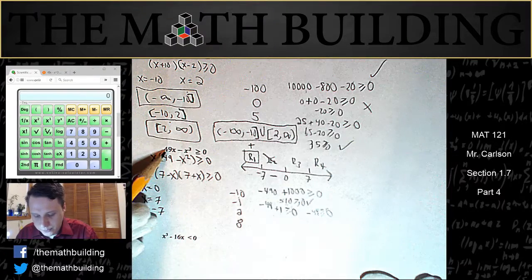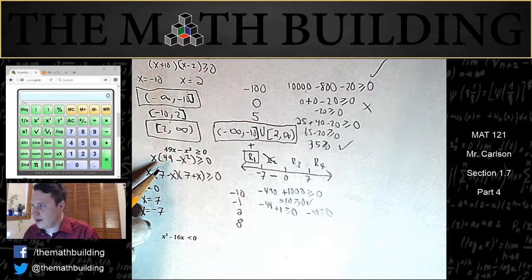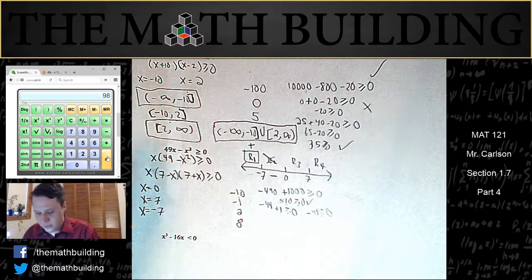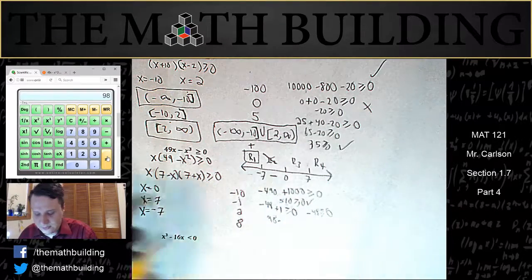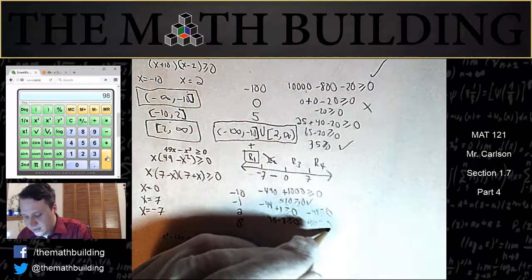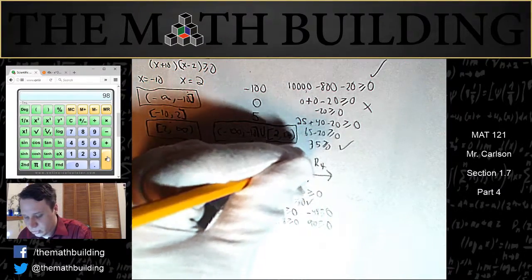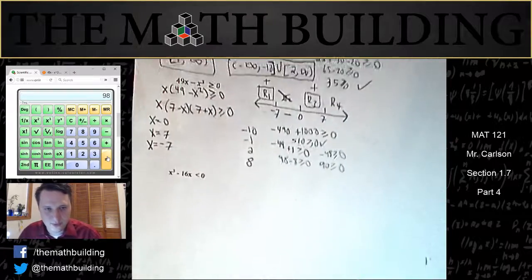Let's plug in 2. 49 times 2, I think, is 98, but let's just check to be sure. So we get 98 minus 2 times 2 times 2, which is 8. And that is 90, which is indeed bigger than 0, so region 3 is part of our answer because it's positive. 90 is bigger than 0.